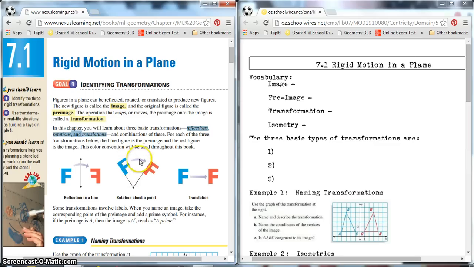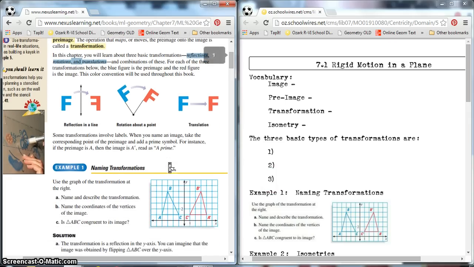Usually we'll rotate clockwise, but every once in a while you're going to see one counterclockwise. So there are two kinds of rotations. And translation, of course, another word for that is a slide. So I want you to write those in these three spots here: the reflection, the rotation, and the translation.